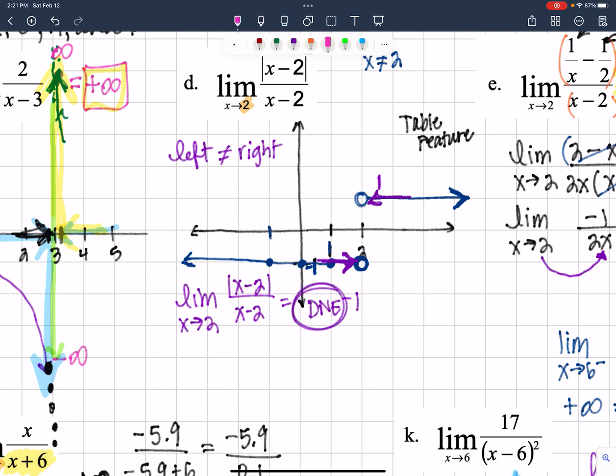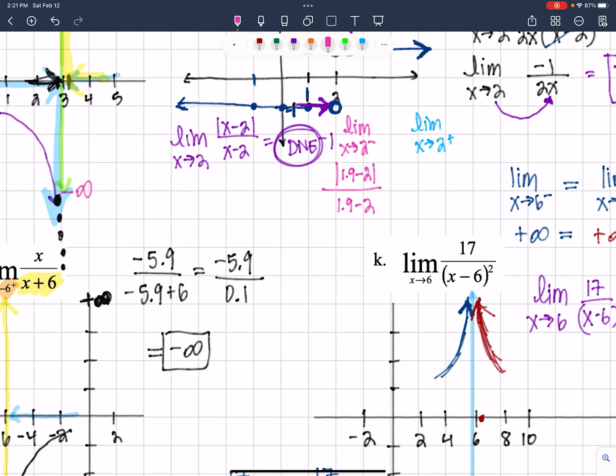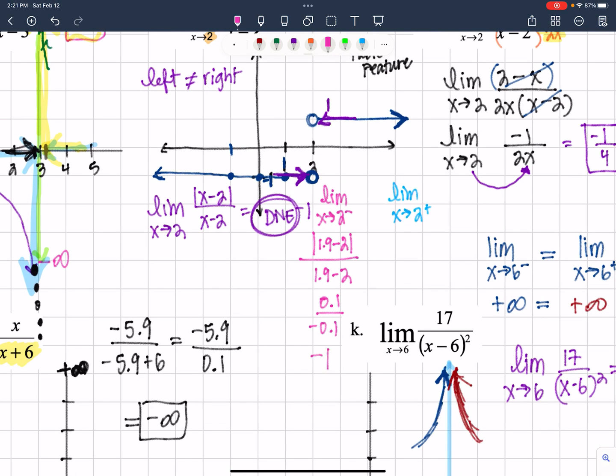But let's do this algebraically. Let's say we didn't know the graph. What I would do is I would say, what's the limit as x approaches 2 from the left? What's the limit as x approaches 2 from the right? So if I put in a 1.9, that would be the left. I'd have the absolute value of 1.9 minus 2 over 1.9 minus 2. And that's going to be 1/10 over negative 1/10. And that's a negative 1. So this limit would be negative 1.